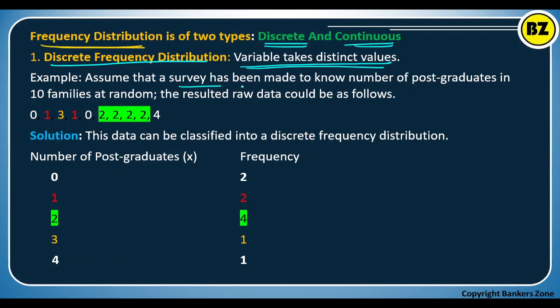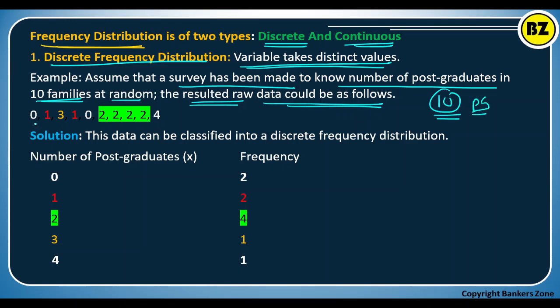Assume that a survey has been made to know the number of postgraduates in 10 families at random. The resulting data could be as follows. So what is basically done? A survey of 10 families has been done to see how many postgraduates are in each family.